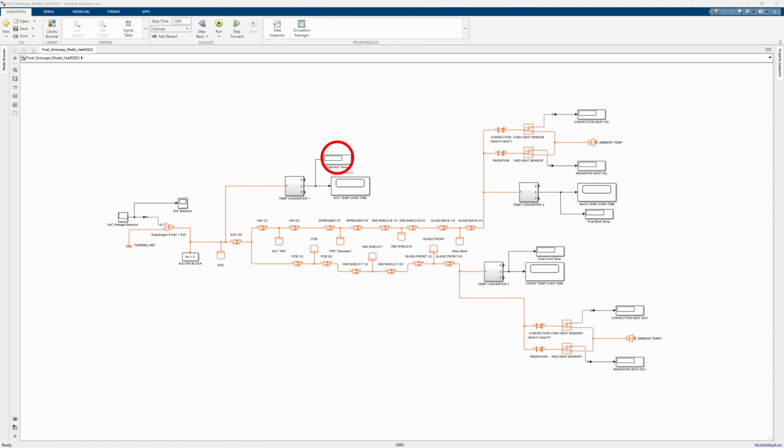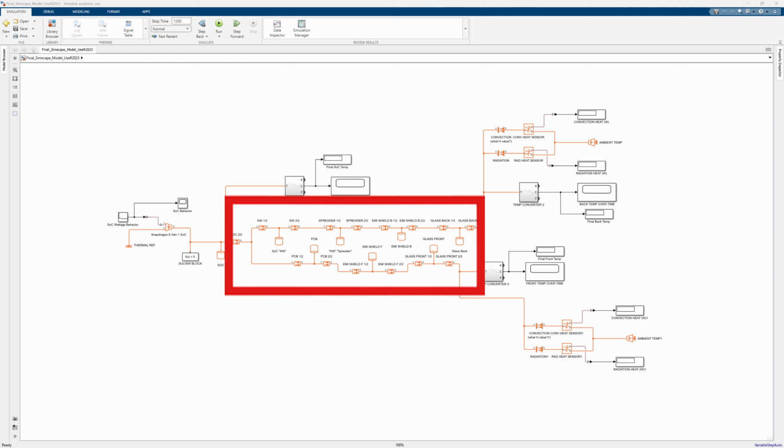We're measuring the final temperature over time of the CPU itself, of the back panel, and of the front panel. We're also measuring the convection heat and radiation heat in terms of watts for the back and front panels as well. In terms of conduction, we have about 8 different thermal masses here, and each of them cause for over a dozen forms of heat transfer.